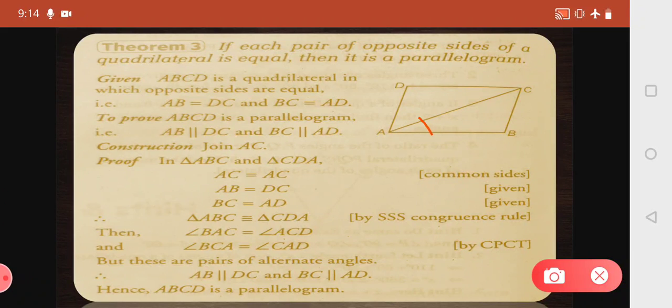Now, if these both triangles are congruent, then by CPCT we will get angle BAC equal to angle ACD. These both angles will be equal. Similarly, we will get angle BCA equal to angle CAD. These both angles will also be equal by CPCT. But these are pairs of alternate angles. When we see, AC is the transversal, and DC and AB are opposite sides. So when we take two lines and AC as a transversal, then we will get AB parallel to DC and BC parallel to AD. Hence, ABCD is a parallelogram.